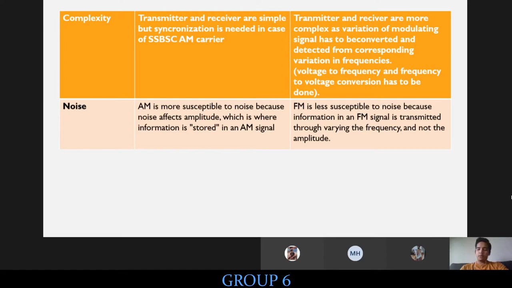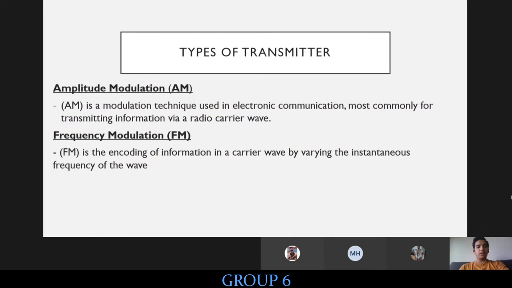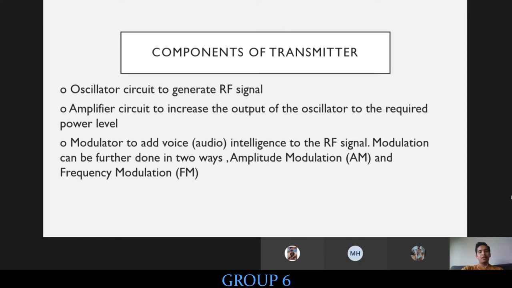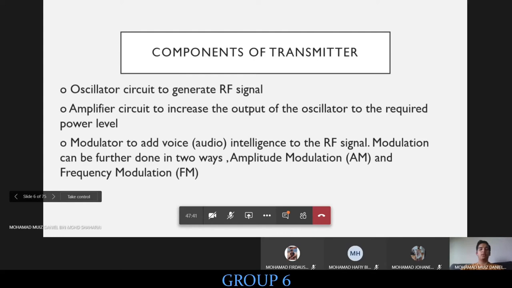So, in transmitter, we have some components in transmitter like oscillator circuit to generate RF signal and amplifier circuit to increase the output of the oscillator to the required power level. And lastly, modulator. The function of modulator is to add voice or audio intelligence to the RF signal. Modulation can be further done in two ways, amplitude modulation AM and frequency modulation FM, like I said before.